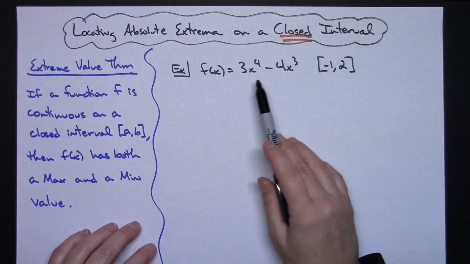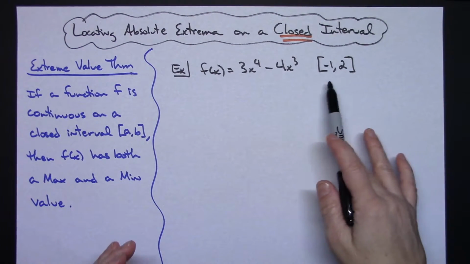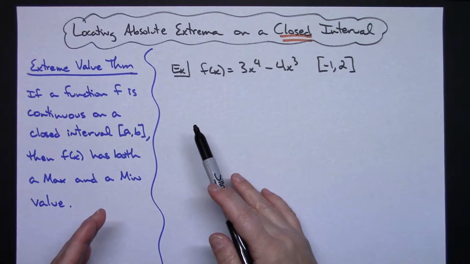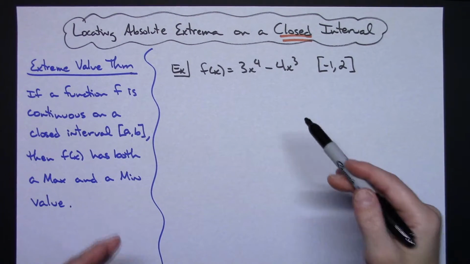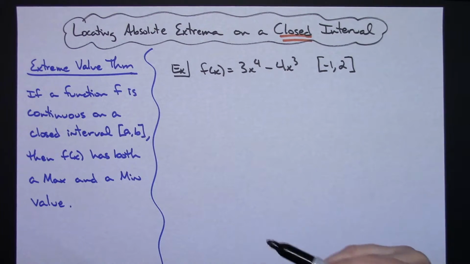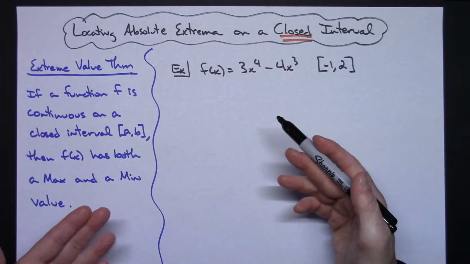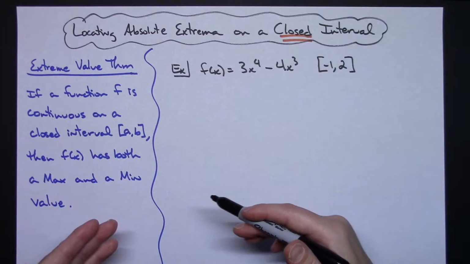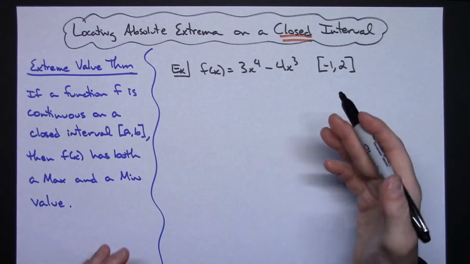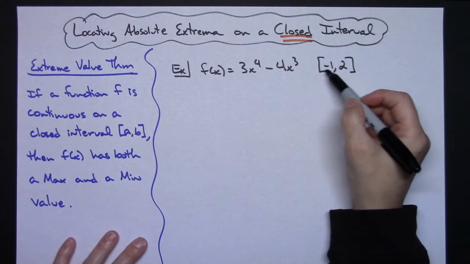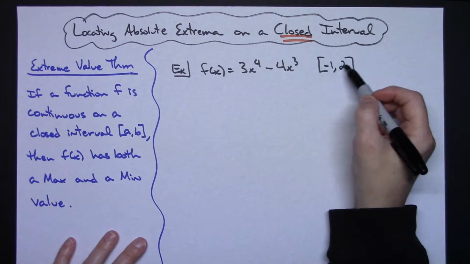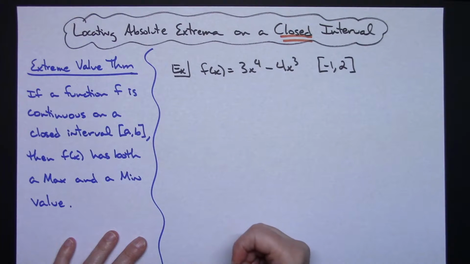Now you need to realize that on this closed interval, your absolute extrema are going to occur either at your endpoints or at a critical number. So you're going to first need to take your derivative, find those critical numbers, and then test the only possibilities of where that absolute extrema could occur. The absolute extrema can occur either at the endpoints or at the critical numbers.